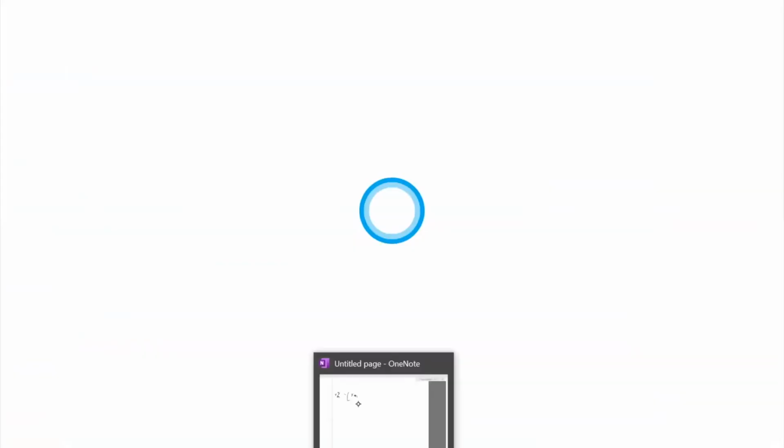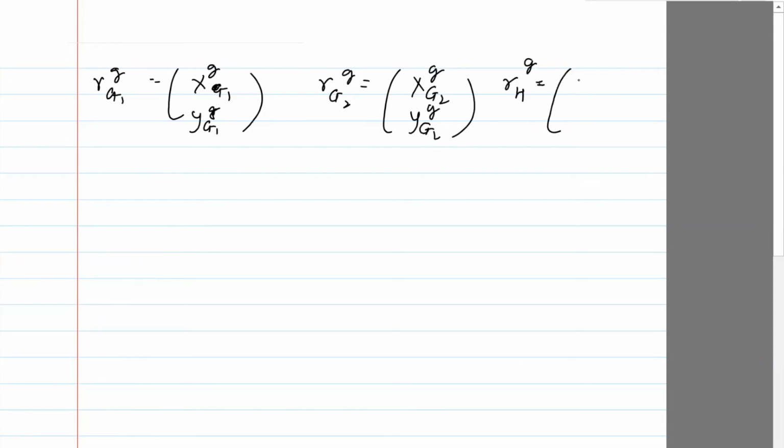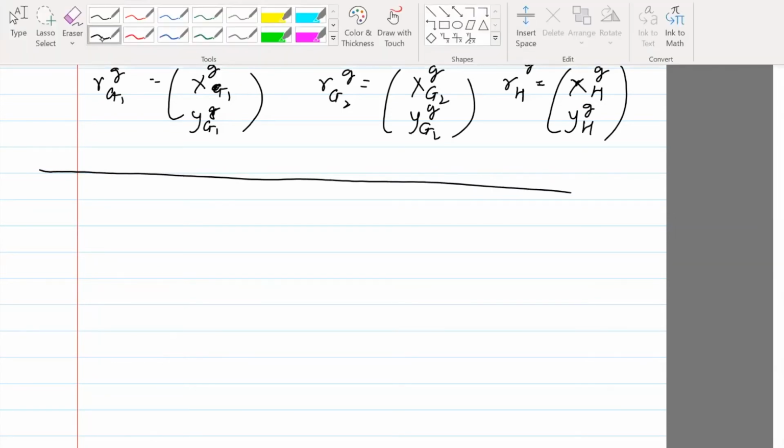Okay, so once you get R_G1,G, it's going to have two coordinates, X_G1,G and Y_G1,G. Then R_G2,G is going to have an X_G2,G and Y_G2,G, and then R_H,G will have X_H,G and Y_H,G. And we'll actually use the Y component a little bit later. Okay, so this gives us the positions.